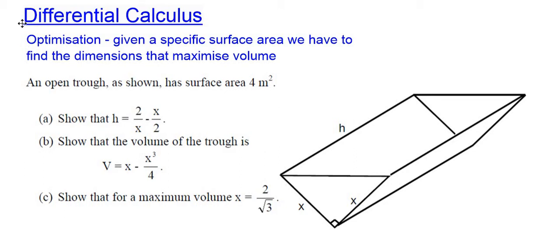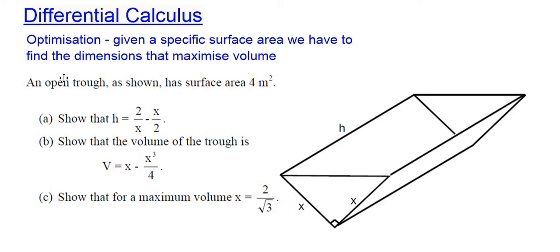This is the second example I hope to cover on the new topic of differential calculus to achieve optimization. In this question, instead of finding the minimum of something, we're going to try and maximize volume. So let's just begin the question and see what's happening.